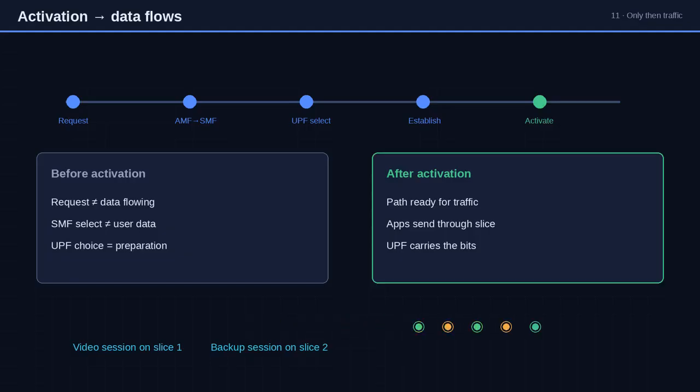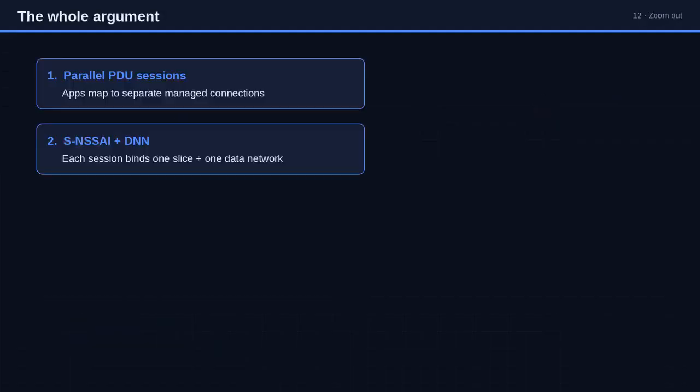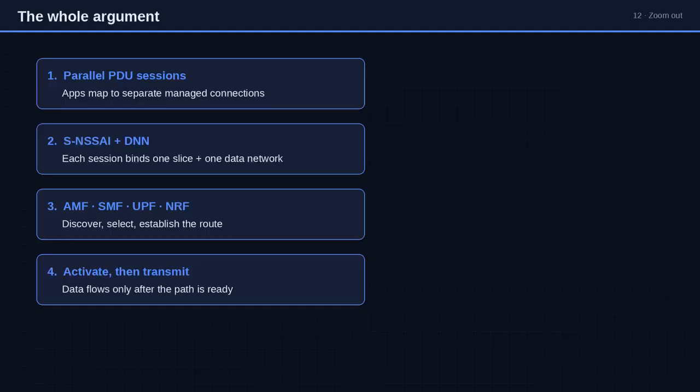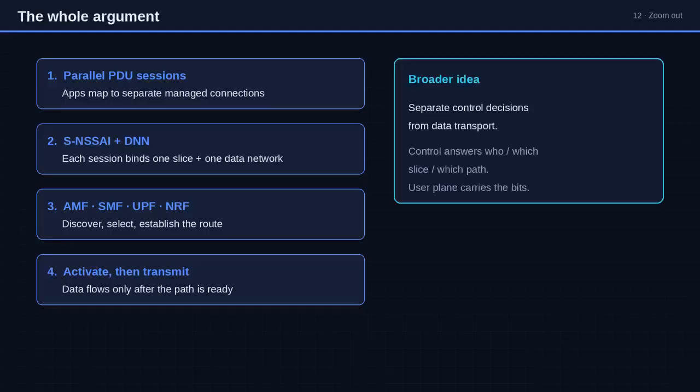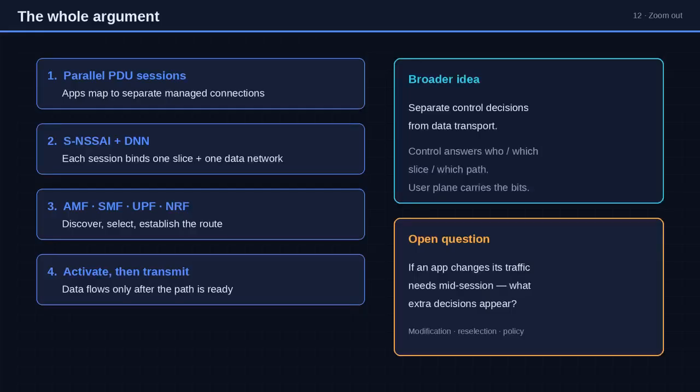The video call's session can now carry delay-sensitive media on its slice. The backup session can push bulk data on another. Same device, different PDU sessions, different S-NSSAI and DNN bindings. Different treatment without forcing a single shared fate for every bit. Zoom out and hold the whole argument in a few lines. Applications that need connectivity do not all share one anonymous pipe. They map onto parallel PDU sessions. Each session associates the device with a data network and binds to one S-NSSAI and one DNN.